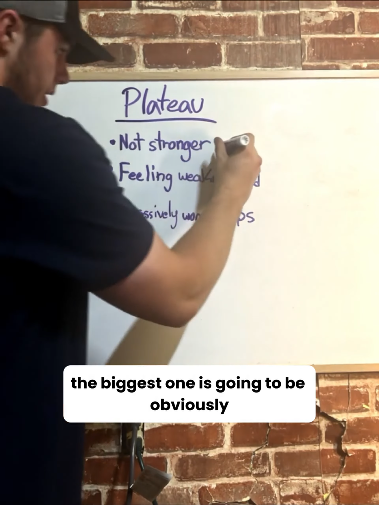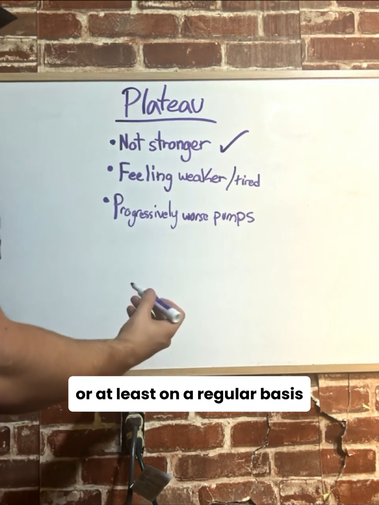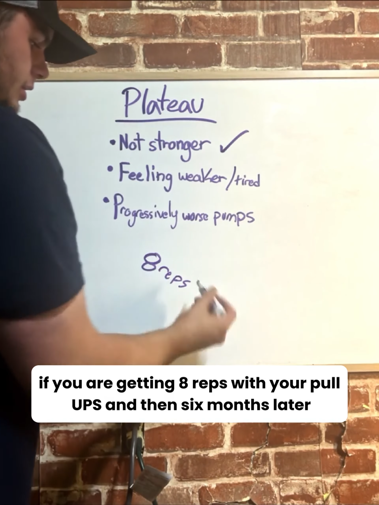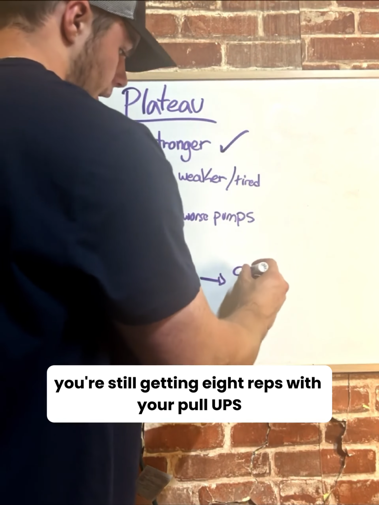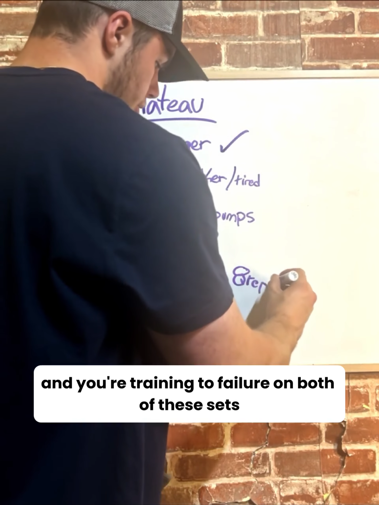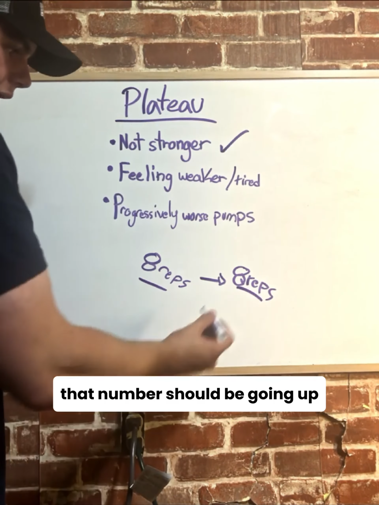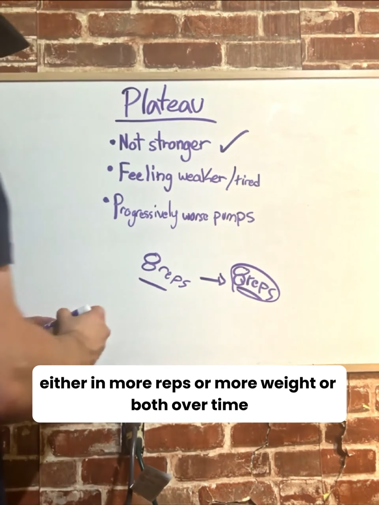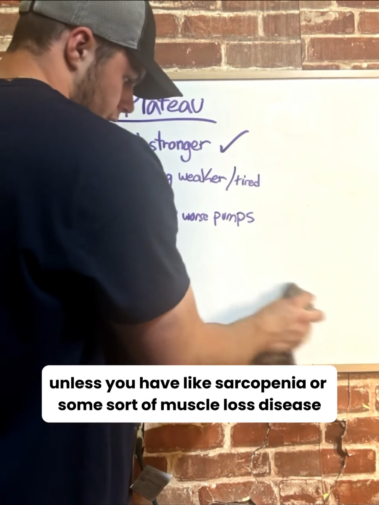The biggest one is going to be obviously that you are not getting stronger week after week, or at least on a regular basis. If you are getting 8 reps with your pull-ups, and then 6 months later, you're still getting 8 reps with your pull-ups, and you're training to failure on both of these sets, I would consider that a plateau. That number should be going up either in more reps or more weight or both over time, unless you have like sarcopenia or some sort of muscle loss disease.